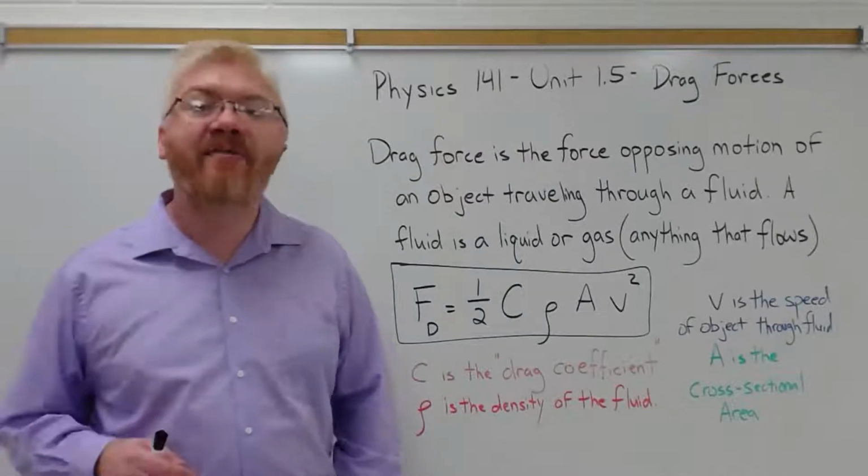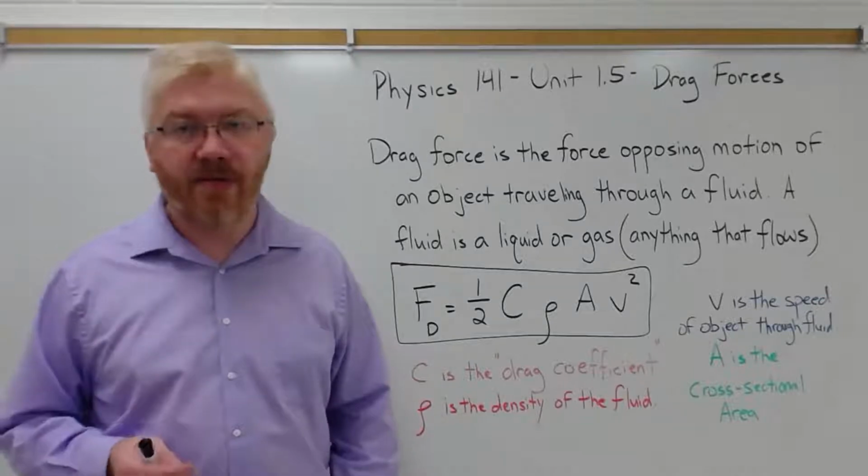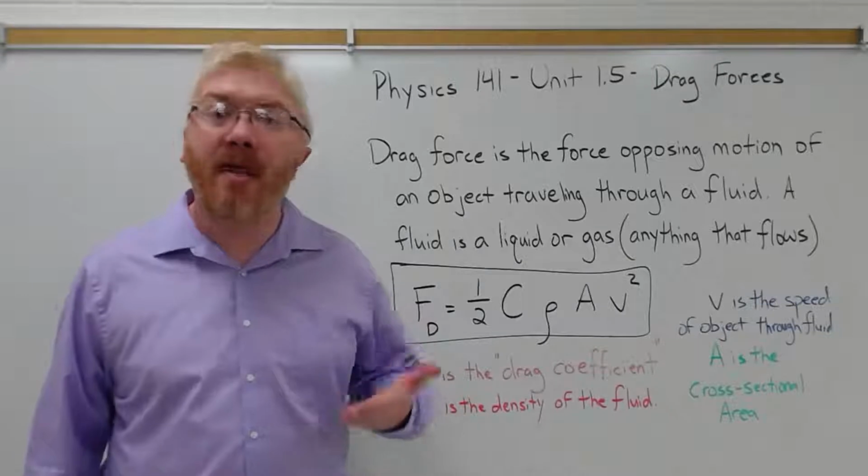If you drive at 55 miles an hour to your destination, you will save fuel compared to driving at 65 miles an hour or 75 miles an hour. And this is also why cars have an upper limit.